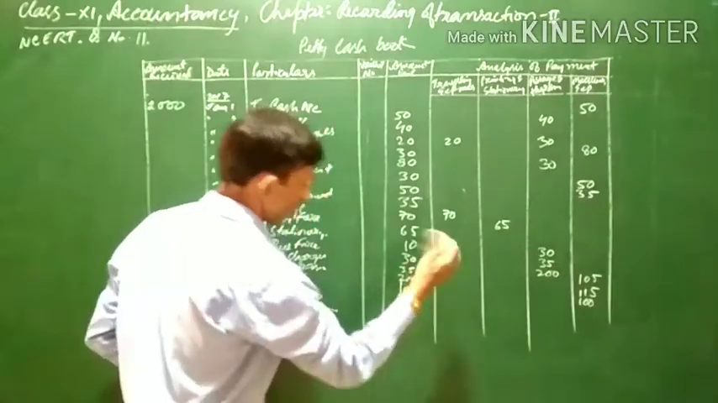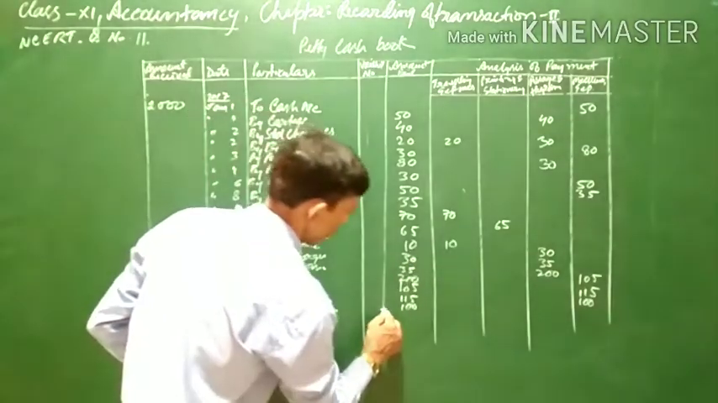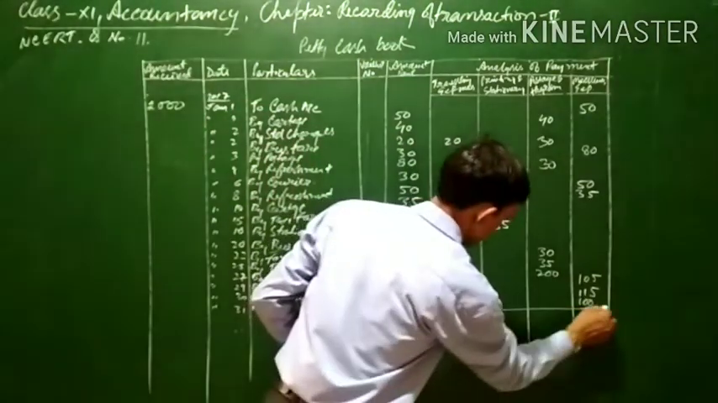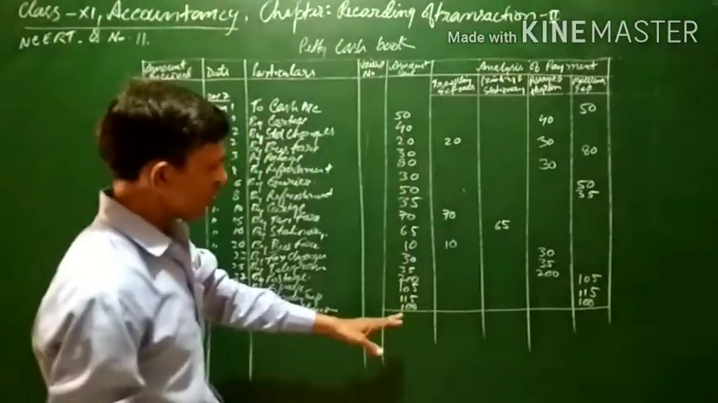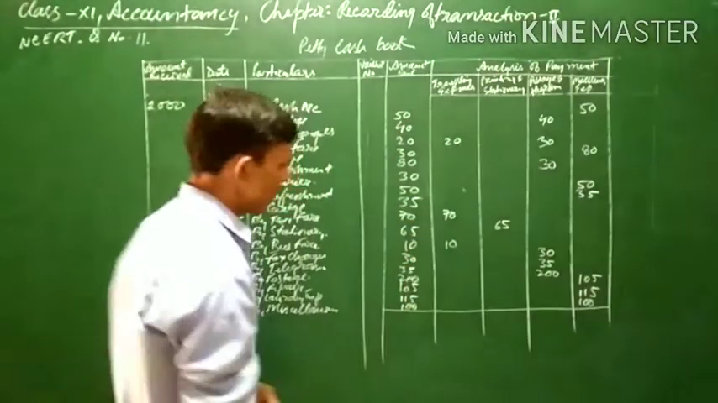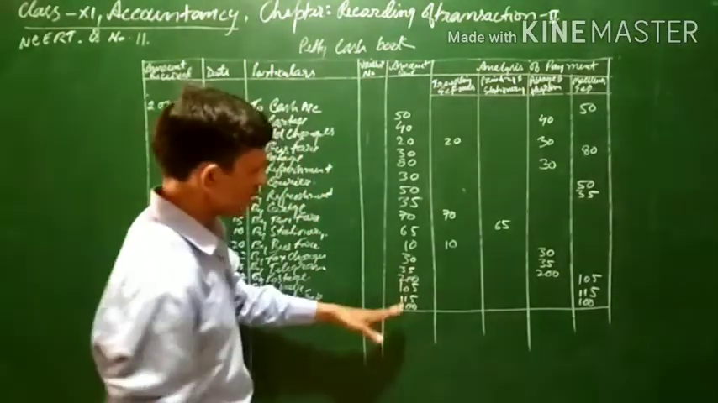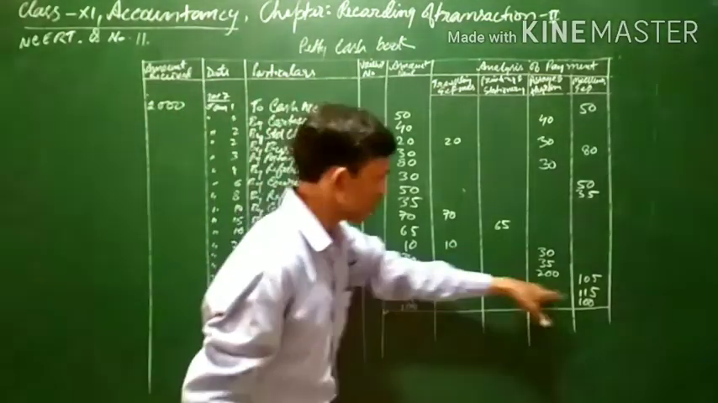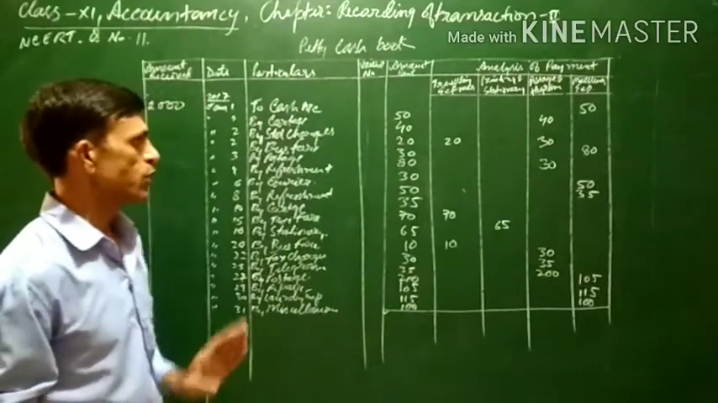Now totaling of all this will be done. Separately, the total of the amount paid as well as the total of all the columns will also be made. The total of this column and the total of all these four columns should be equal.